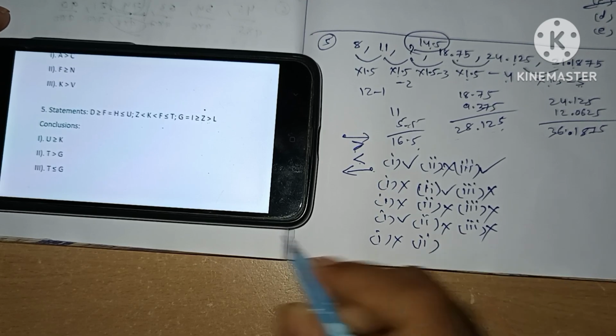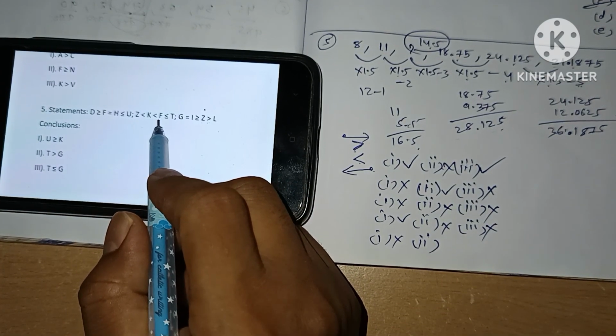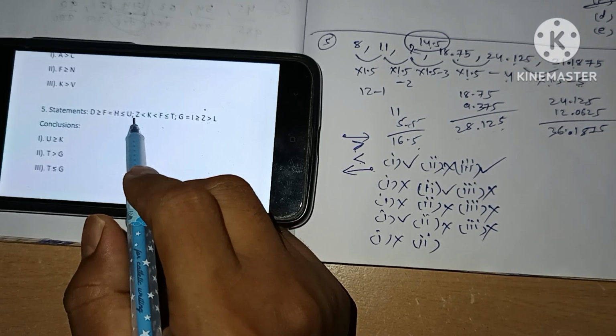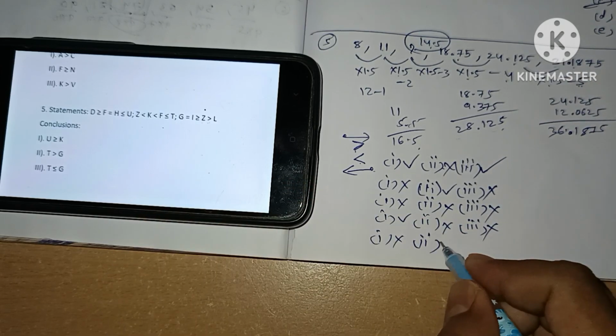Second conclusion, the flow from T to G. From T we can reach F, K and Z. From Z we cannot reach G. So the second conclusion is false.